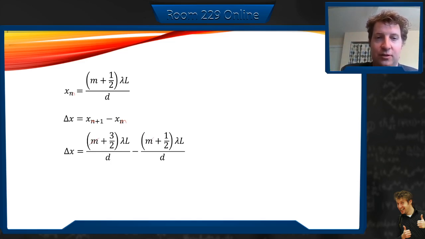3/2 minus a half is 2 over 2, which is 1. So really, we end up with this nice little expression that says that the spacing between them is always equal to this constant, lambda L over d.